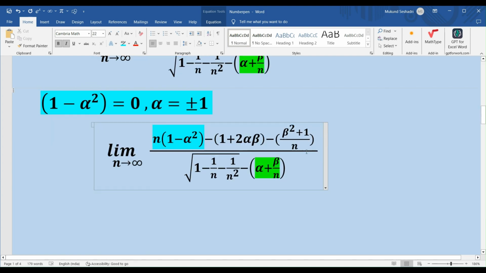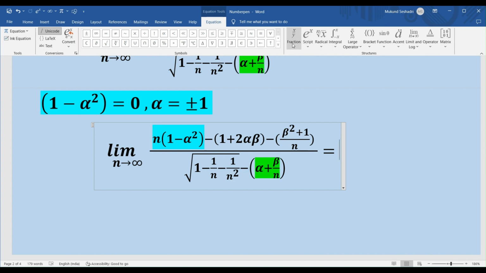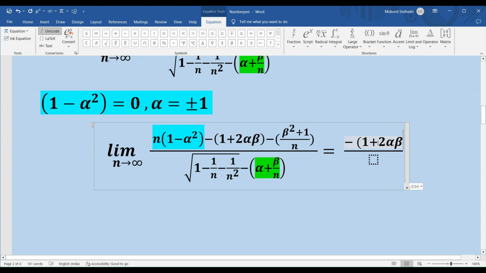So I don't have to worry about whether alpha is equal to plus 1 or minus 1 in the numerator. My numerator will be left with just one single term, minus (1 plus 2 alpha beta), because the (beta square plus 1) divided by n term also tends to 0. And remember, we are working under the condition that alpha equals plus or minus 1.